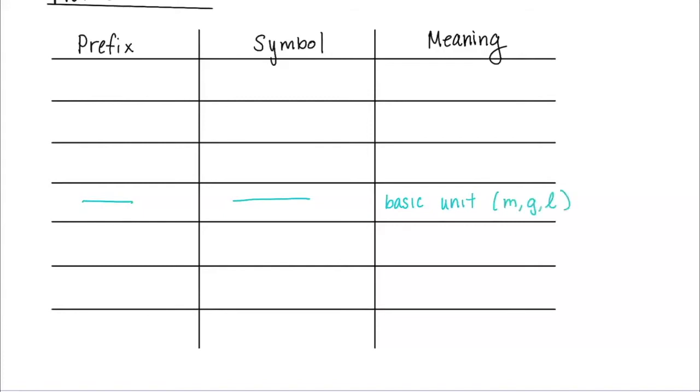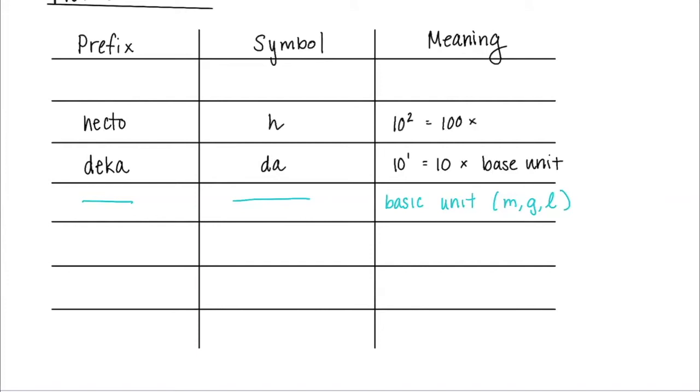Okay. If I go up a step, I would put deca, so decameter, decagram, decaliter. And so in front of that base unit, you put a DA. And basically, this is going to be a larger quantity. It's 10 to the first or 10 times the base unit. Okay. If I go up another step, that's hecto, and that's just abbreviated with an H, so hectometer, hectogram, hectoliter. It's 10 squared or 100 times your base unit. I should be calling this basic, not base.